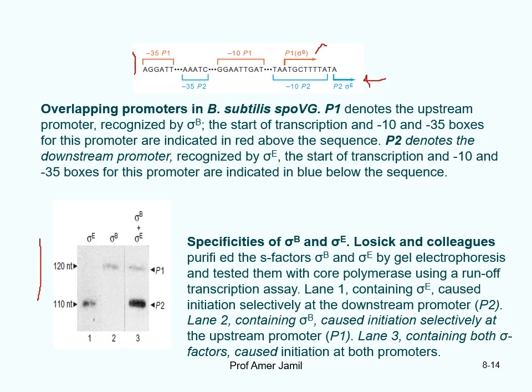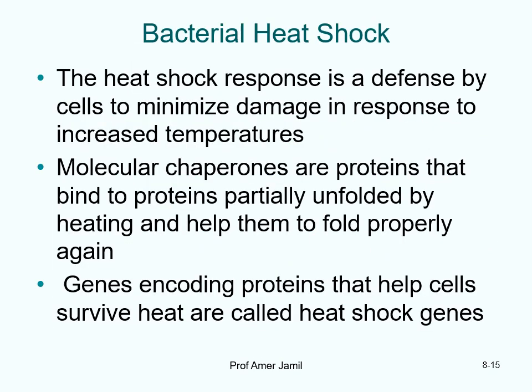This is an experiment where the researchers purified the S factors sigma B and E by electrophoresis and tested them with core polymerase using a runoff transcription assay that I already discussed in one of my earlier lectures. And this lane 1 containing sigma E caused initiation selectively at the downstream promoter, as shown in this figure in P2, and similarly sigma B saturates with P1. So in this case you can see what is the difference between the two and where they do transcription.